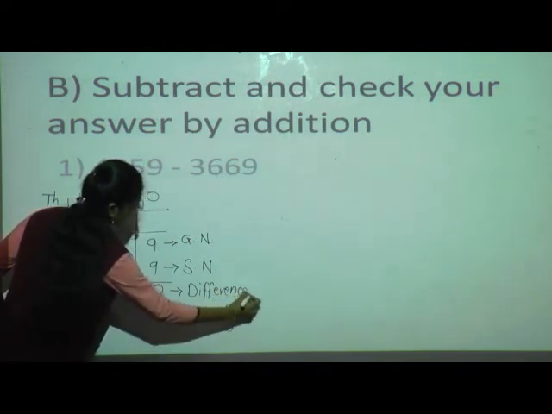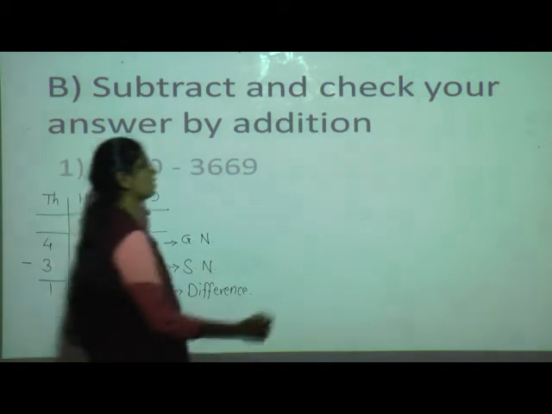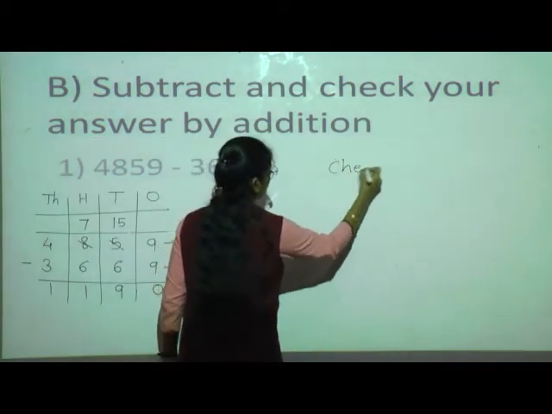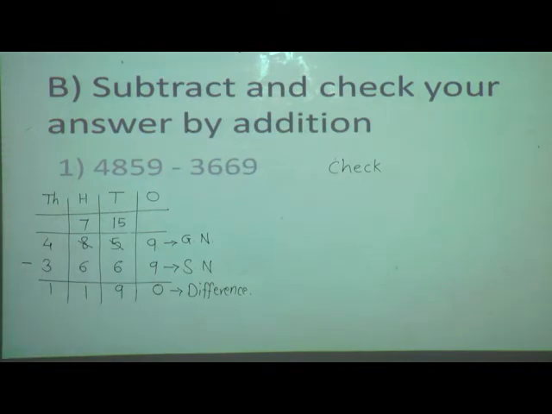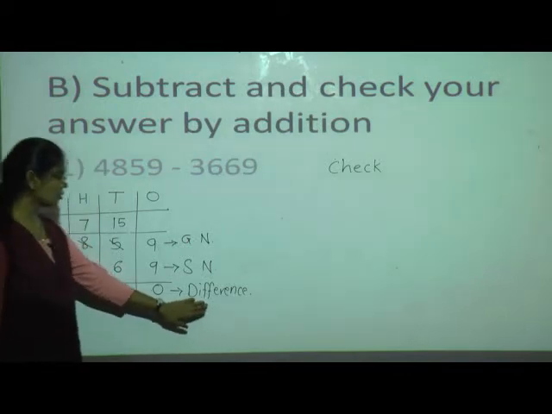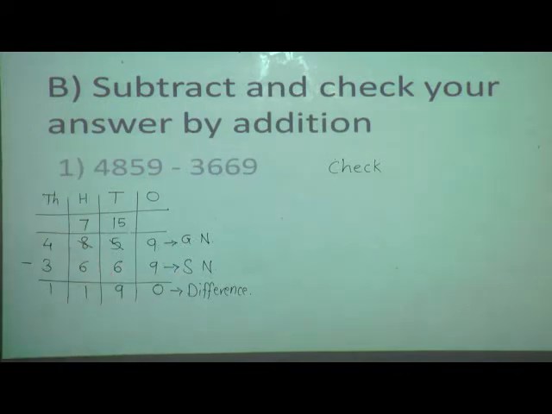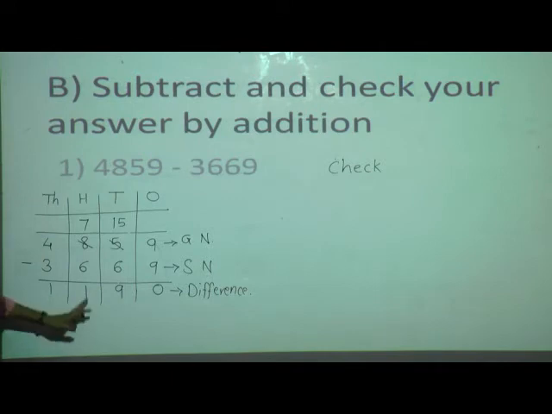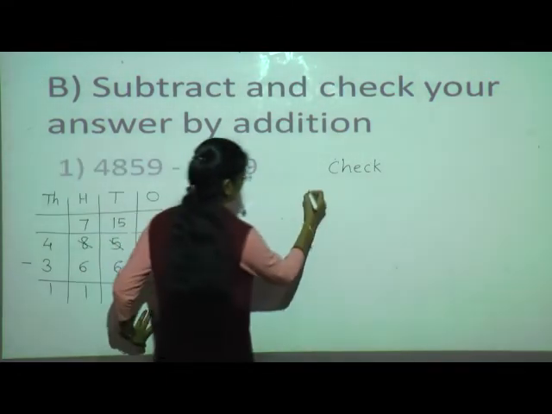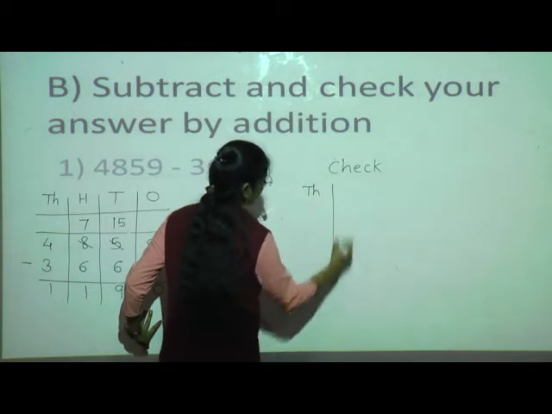Now what we have to do? We have to check our answer. So I will write here check. How to check the answer? Yes, in the last session I told you how to check the answer. To check the answer, add the difference to the smaller number. So what is the difference now? Now the difference is 1190. Okay. First of all we'll draw the place value chart here also.